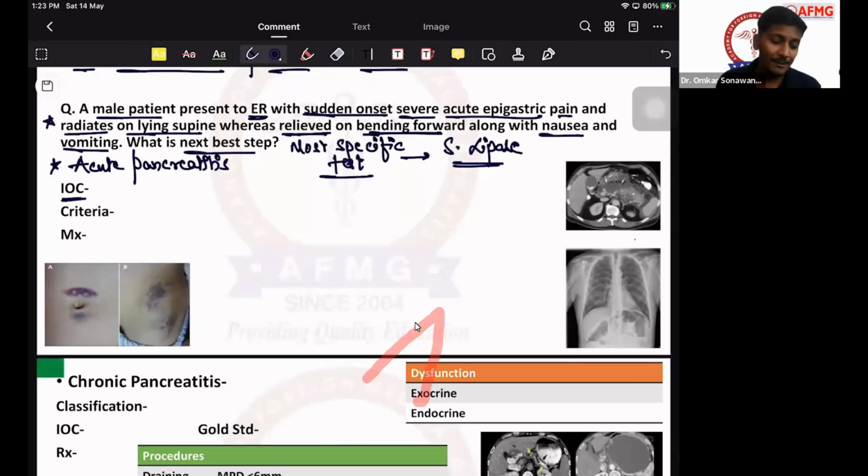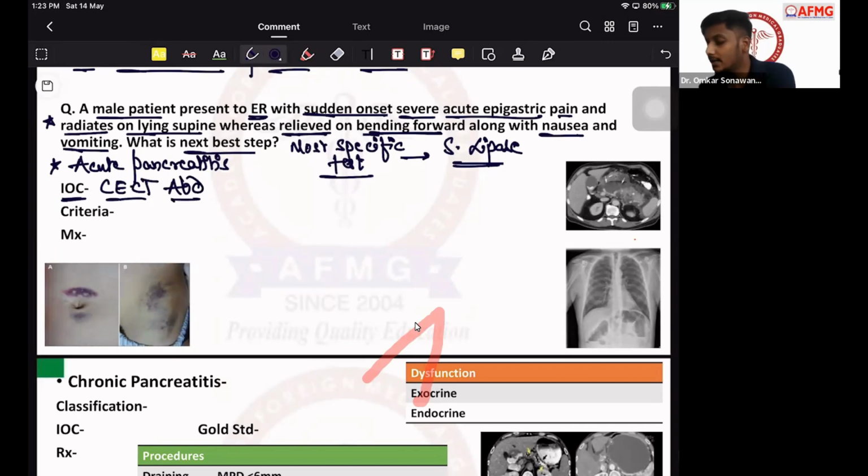So the MRCP? The patient is in acute pancreatitis. Please remember, the patient is in acute pancreatitis, not chronic. So here the investigation of choice should first of all be non-invasive and quick. That is a CECT abdomen. Please remember the investigation of choice would be a CECT abdomen.